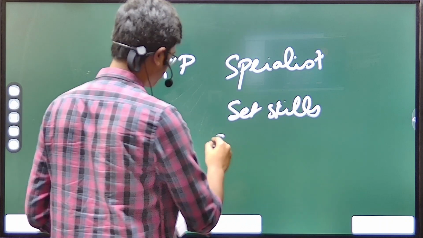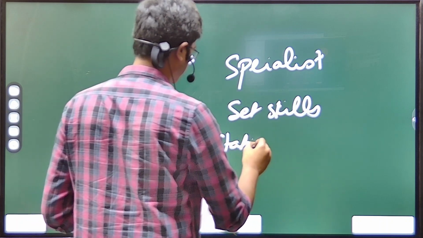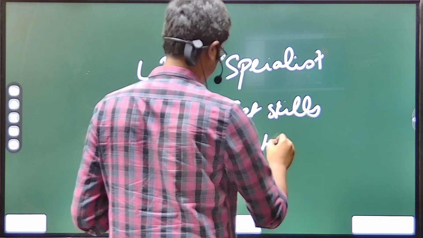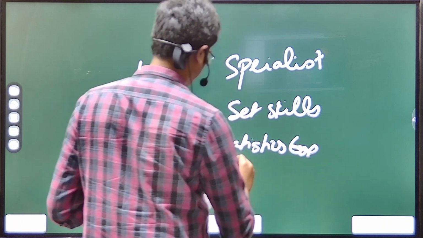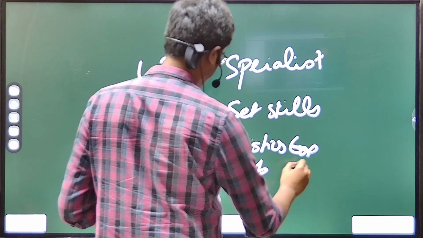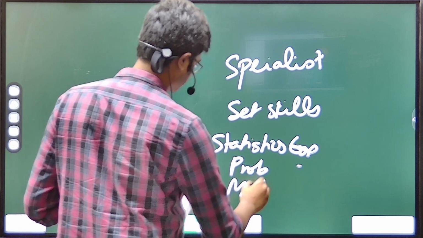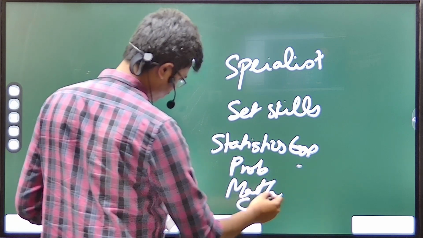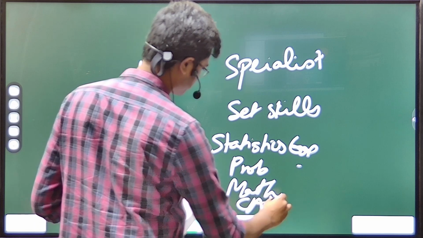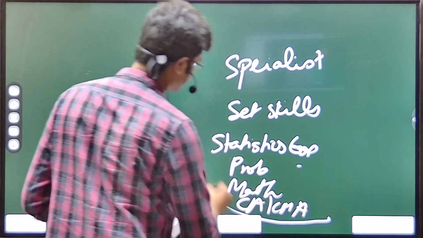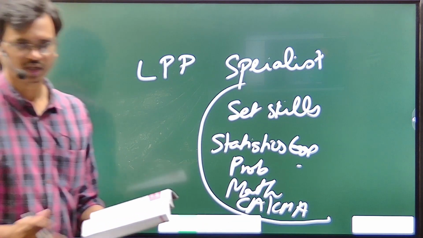So you will have people like statisticians, statistics experts, or probability people, and math experts, and even finance experts, CA, CMA people. So we can become OR specialists.